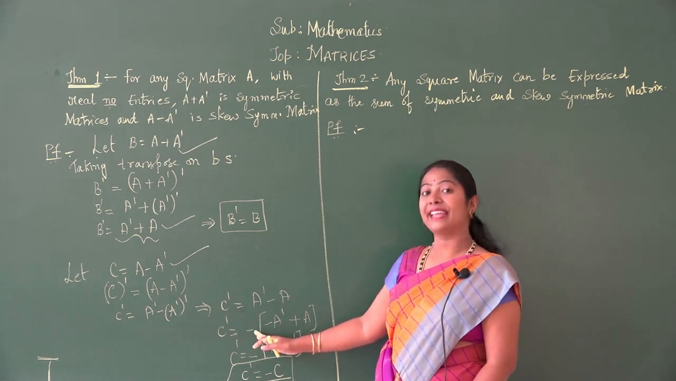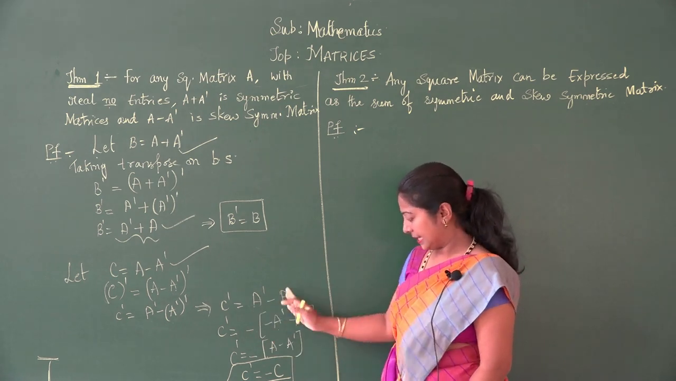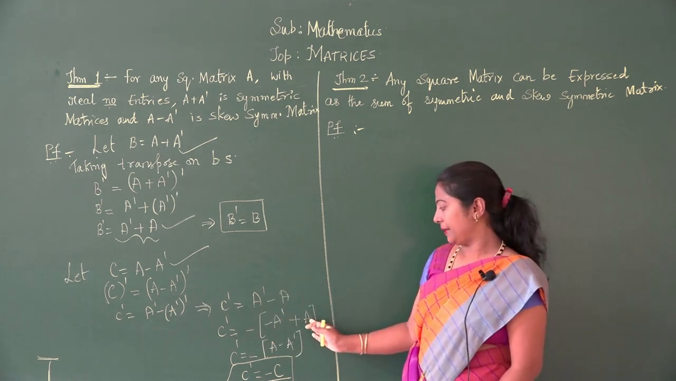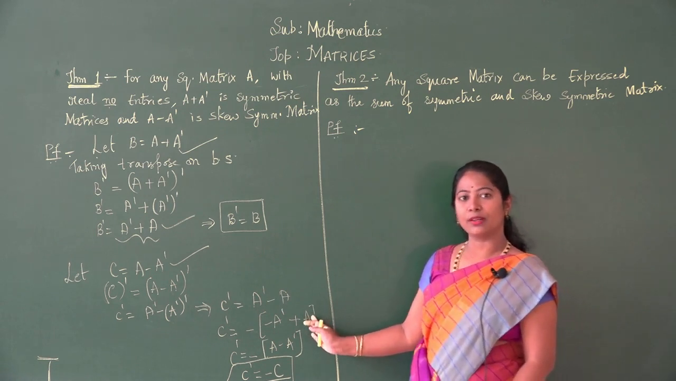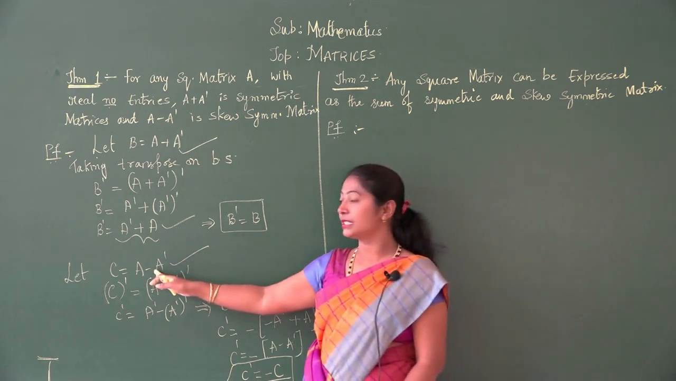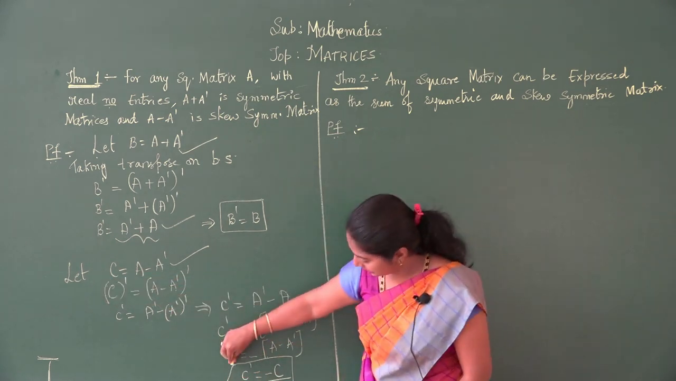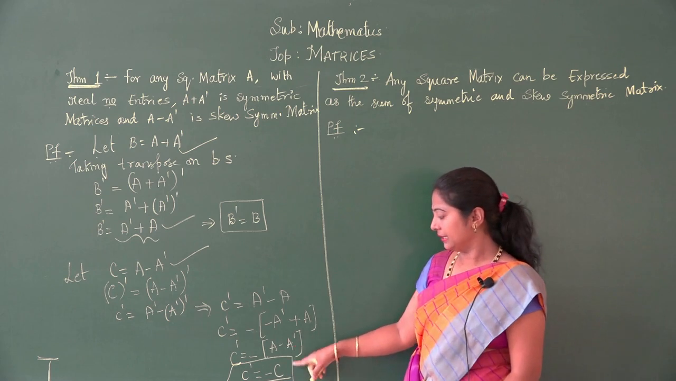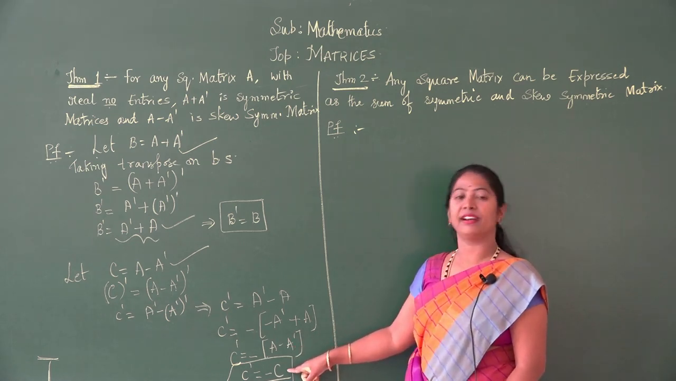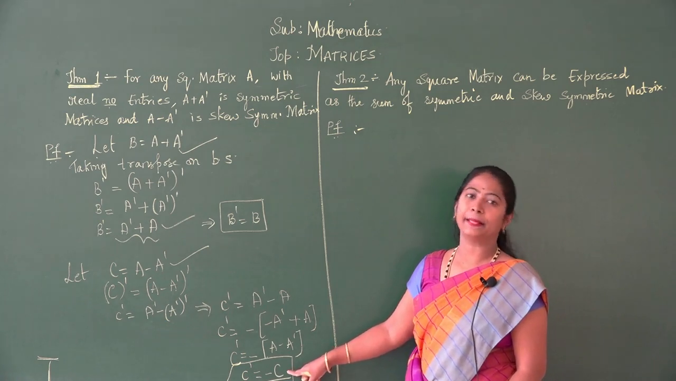C dash remains as it is. When you take out a negative sign outside, plus A dash becomes minus A dash and minus A will become plus A. This can be written as what? Minus (A minus A dash). But what is A minus A dash? We have considered it to be C. So, we can write this as C dash is equal to minus C, which satisfies the definition of skew symmetric matrices.